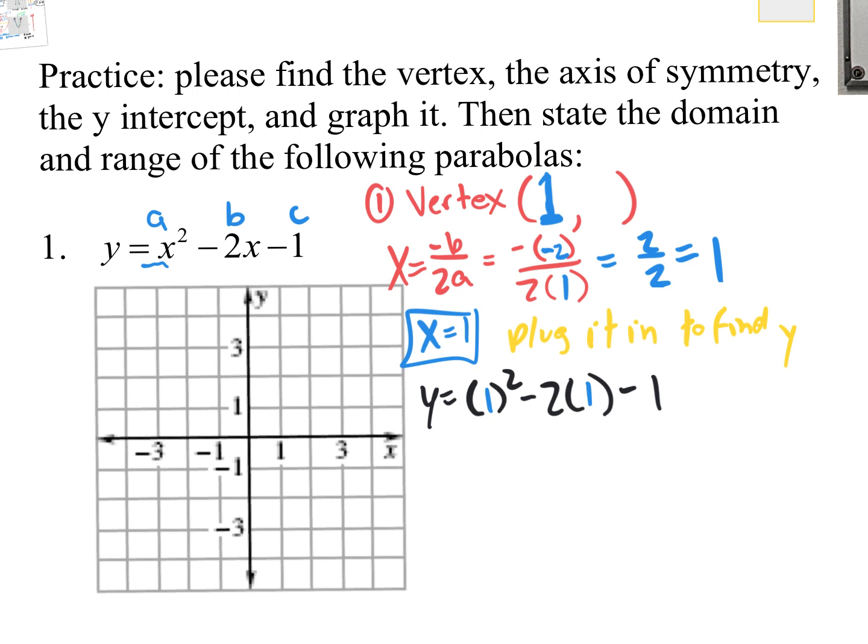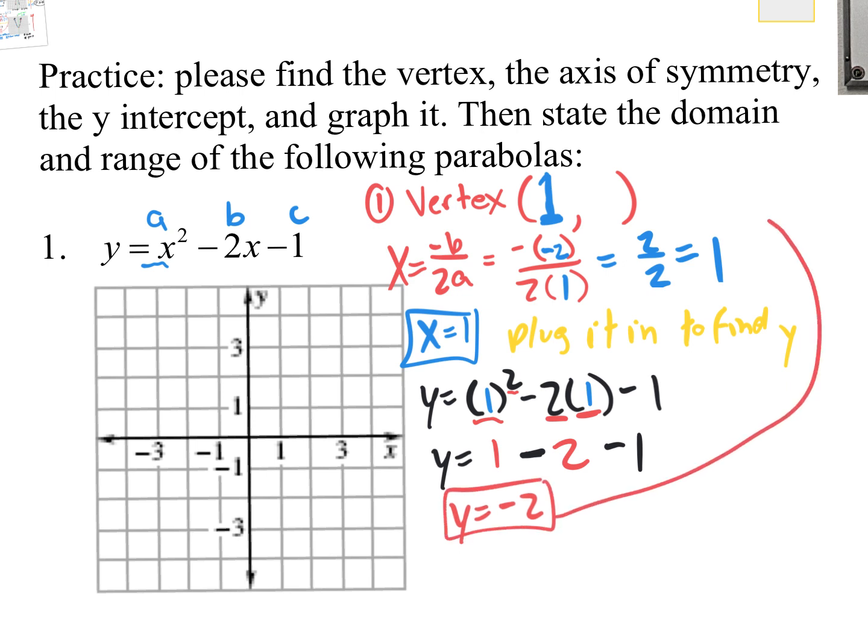All right, so let's plug it in. Let's work it out. What is 1 squared? That's 1. What is 2 times 1? That's 2. But of course, there's a minus sign in front of it. And what about the minus 1 right here? Just bring it down, minus 1. So y equals 1 minus 2 minus 1. So what is 1 minus 2 minus 1? Y is going to equal -2. So we just found the y value of our vertex. Ladies and gentlemen, that's the hardest part right there, finding the vertex.